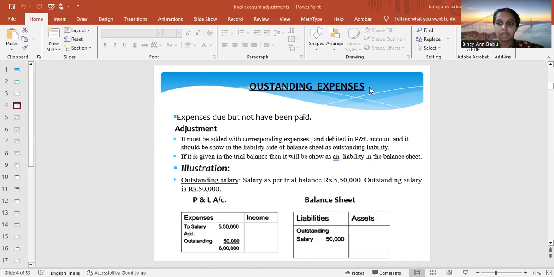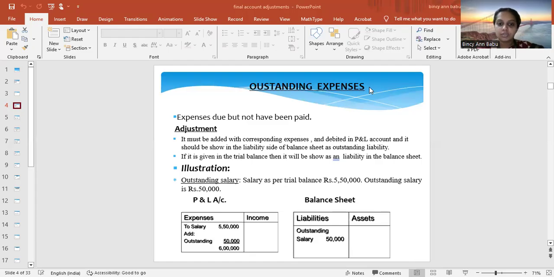Suppose, take an example. This is the month of December. Suppose I'm supposed to pay my electricity bill for the previous months, like October, September, August, but I haven't paid. That is what we mean by outstanding expenses, which are due but we have not paid. So when outstanding expenses are there, automatically they will be shown in the adjustments and we need to show them in two places.